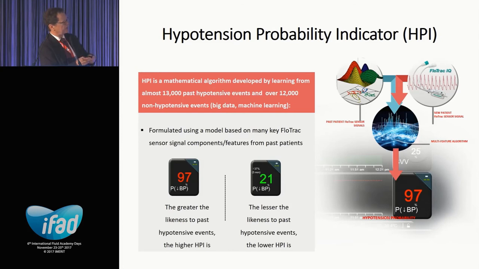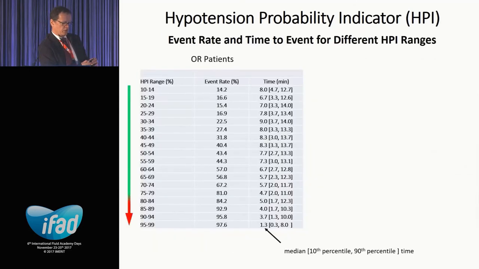I cannot go back, but anyway. So this is how it works. If the hypotension probability is low, it gives you a low value, which is displayed in green, and if it gets red, there's a high probability, a 97% probability that a hypotension will occur.